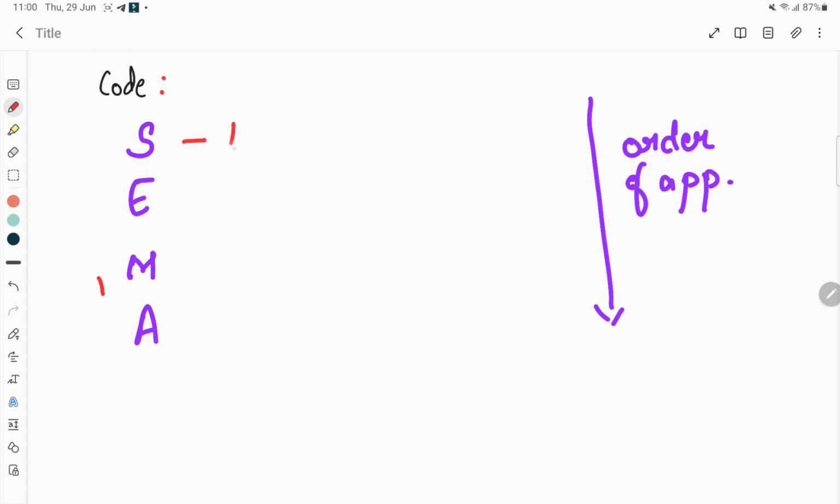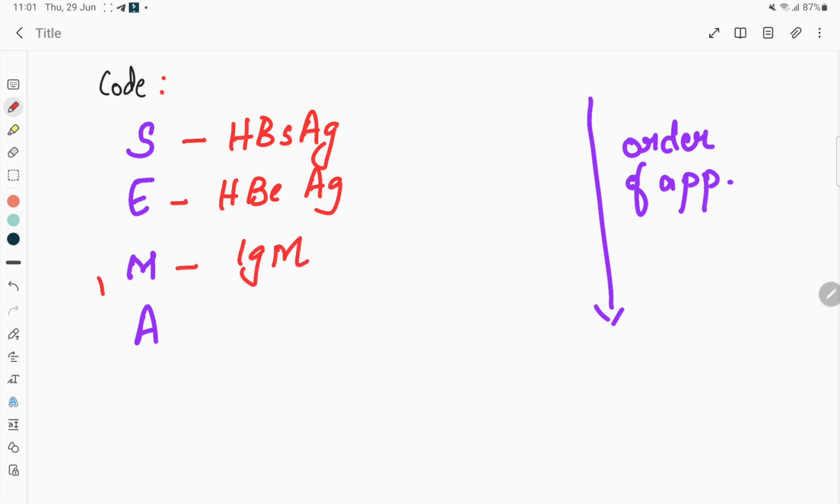S here stands for HBs antigen, E stands for HBe antigen, M stands for IgM. IgM means it is an antibody formed against a particular antigen, the HBc antigen, but just forget about that. Just remember that IgM is seen in hepatitis, and A stands for acute hepatitis. You will get to know once I complete this. It'll be easy for you. Now I think it'll be a little vague, but in 10 minutes you'll be able to quickly diagnose if it is acute or chronic hepatitis.